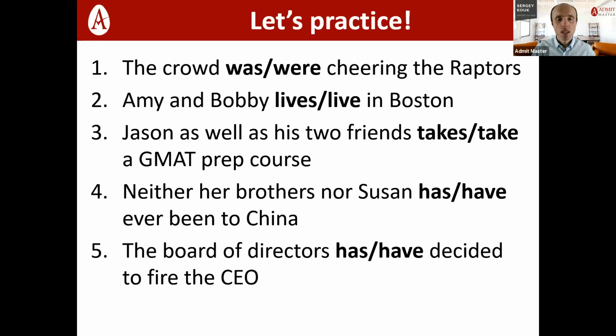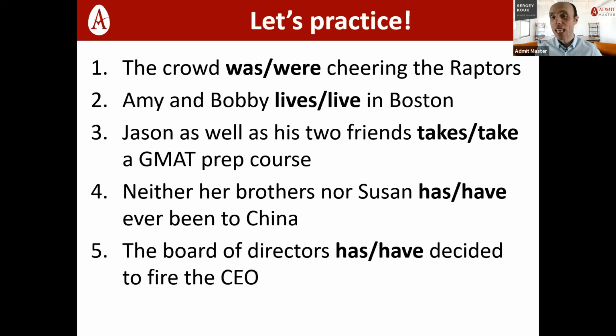So as you could see, the answer to the first question is the crowd was cheering the Raptors, and some of you have chosen where, and that's okay, we're here to learn. Well, we're talking about the crowd, and the crowd, by the way, is one crowd, even though the crowd may consist of 2 million people.